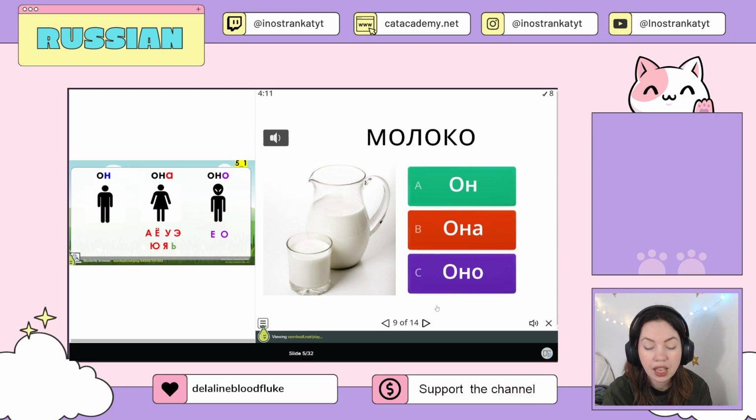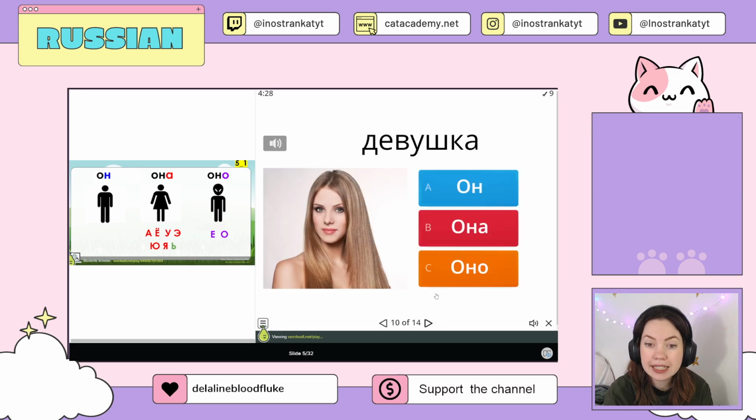Молоко. Дальше. Молоко. Последняя буква. О. We can see it's оно. Оно, молоко, milk. Девушка. We can see it's a human being, so we don't care about any letters. Это человек, поэтому буквы не имеют значения. Это мужчина или женщина? Is it a man or woman? Женщина. So there's no problem with that. Она.